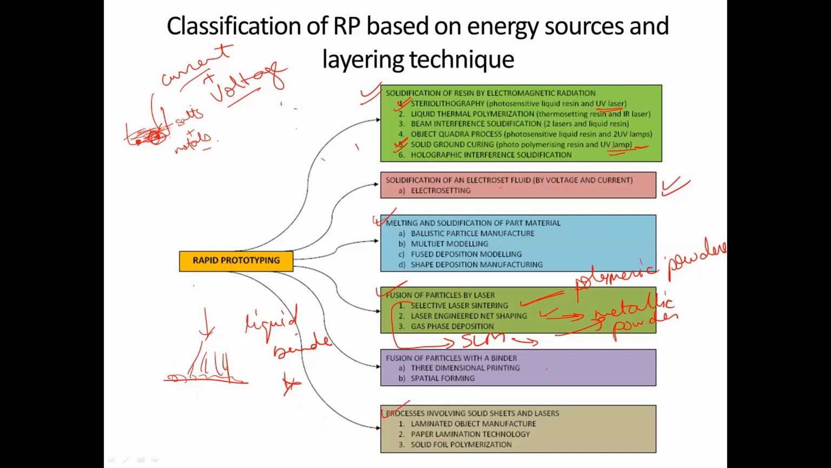And then processes involving solid sheets and laser, I believe you have understood. It is the same process where I explained the foiling process. Here you will have a heated roller. The work of the heated roller is to bind this sheet to the previous layer, and the laser acts as a cutter. It will cut the sheet according to the required dimension. So the laser is giving you the XY axis, and the heater, when it pushes the sheet downwards, is giving you the z-axis.